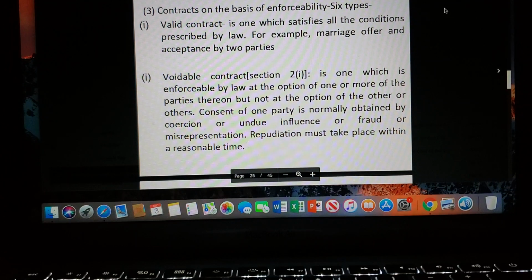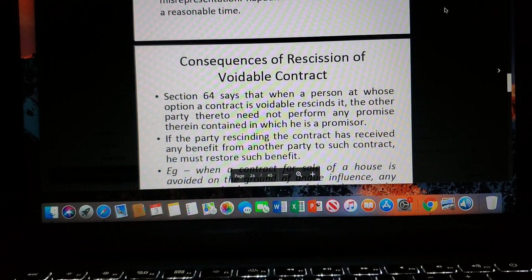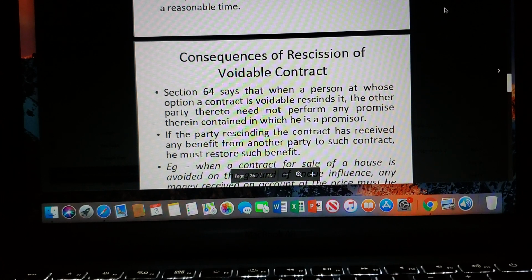So we just finished various types of contracts, and I will end here this part, and in the next part we look at consequences of rescission of voidable contract.